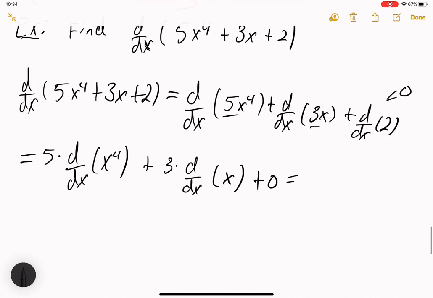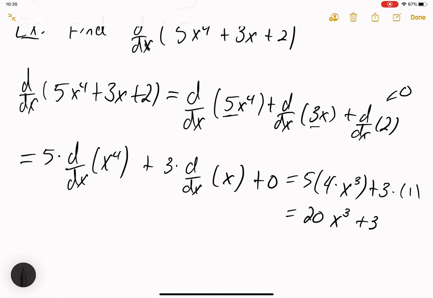And then lastly, we get 5 times the derivative, so it's x to the 4, so it's going to bring down the 4 times x to the 4 minus 1, so that's just going to be x cubed. And then for the last one, it's 3 times, like we said before, we already found the derivative of x. So it's equal to 1. So we just get 20x cubed plus 3. And that's our derivative.